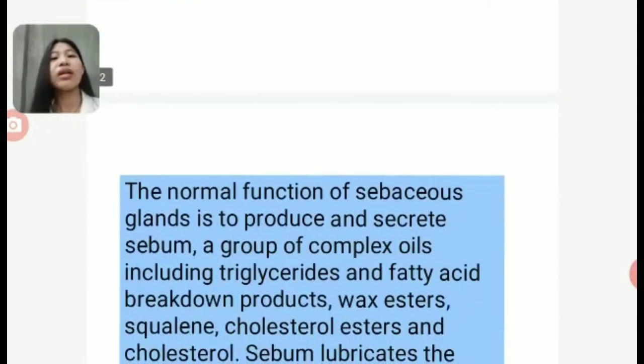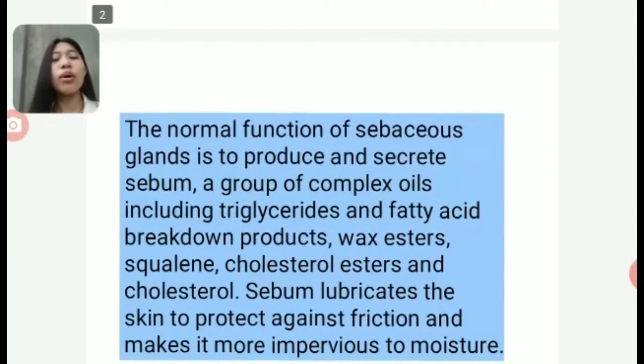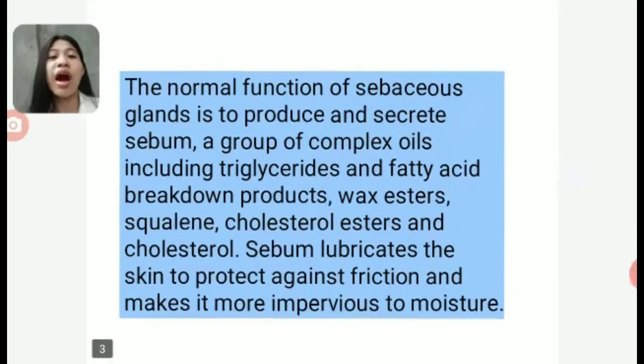So, ano ba yung function ng sebaceous glands? The normal function of the sebaceous gland is to produce and secrete sebum, a group of complex oils including triglycerides and fatty acid breakdown products, wax esters, squalene, cholesterol esters, and cholesterol.